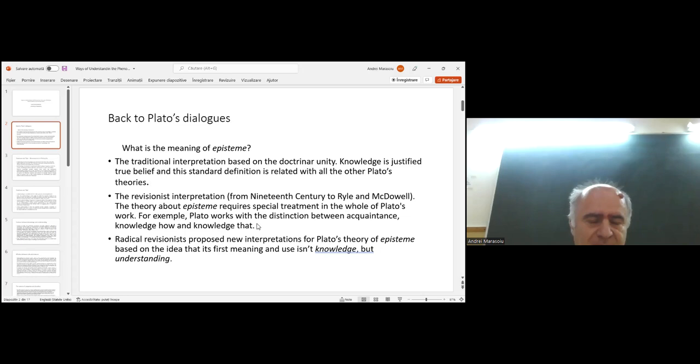The other group of interpreters is the revisionist group. From the first revisionists, the Germans in the 19th century, beginning with Lutoslawski, and then we have other revisionists in analytical philosophy, for example, from Ryle to McDowell. This theory about episteme, these philosophers said, requires a special treatment in the whole of Plato's work. For example, one of these distinctions, which was proposed by Ryle in a famous paper about knowing how and knowing that, is the distinction between acquaintance, knowledge how, and knowledge that.